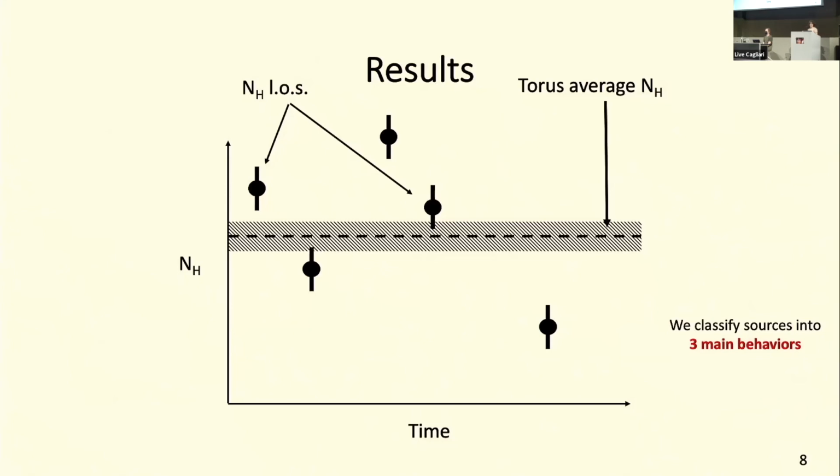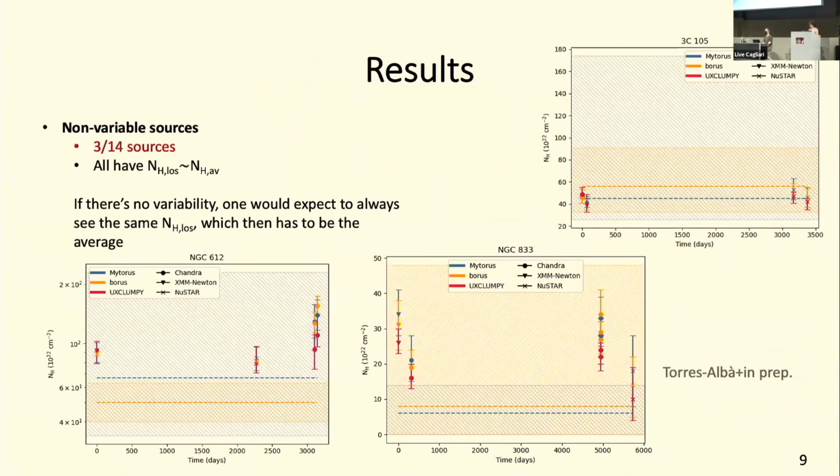And based qualitatively on how these plots look, we so far have classified our sources into having 3 main behaviors. The first of which is the non-variable sources. So 3 out of the 14 sources we have analyzed do not show NH variability with time. As always, when I say NH variability, I mean line of sight NH variability. Again, we consider that the average torus NH does not change. And interestingly enough, we see that all these sources that do not seem to vary in line of sight NH with time have a line of sight NH that is compatible with the average torus NH.